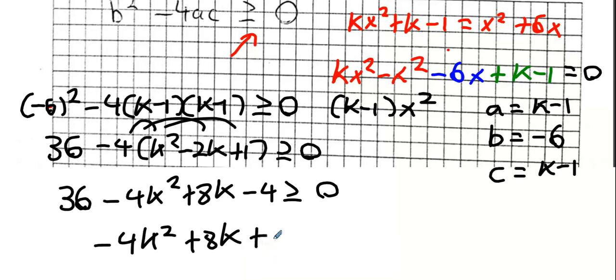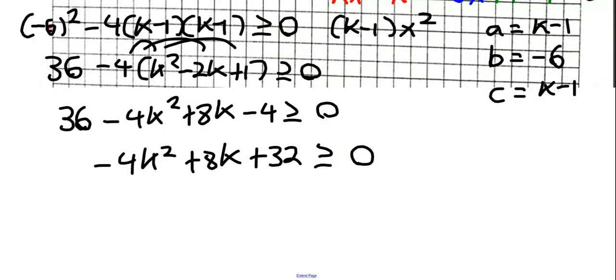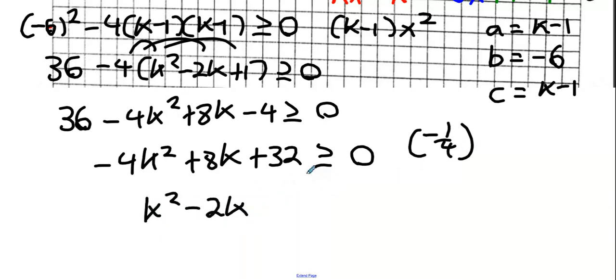Plus 32. Now, lads, what happens when I multiply both sides by minus? It does flip the inequality sign. I'm going to multiply both sides by minus, and I'm also going to divide by 4 at the same time. Is that okay? So technically, I'm multiplying both sides by minus a quarter. It's flipping the inequality sign and dividing by 4. All right? k squared minus 2k minus 8, less than or equal to 0.